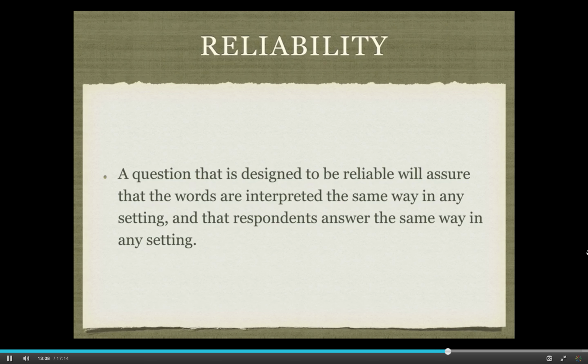In terms of reliability, we're looking to see if the question is designed to be reliable, because this will assure us that the words are interpreted the same way in any setting and by each participant answering the question. So you want to make sure that the question is understood and answered in a similar way based on how it is constructed by each participant.